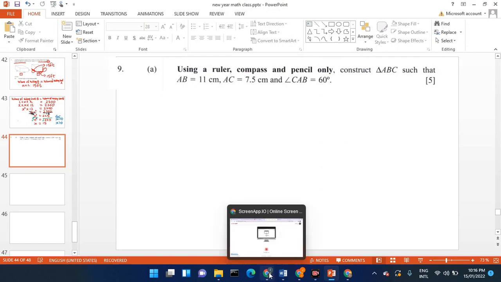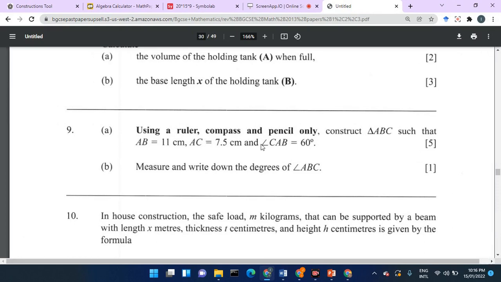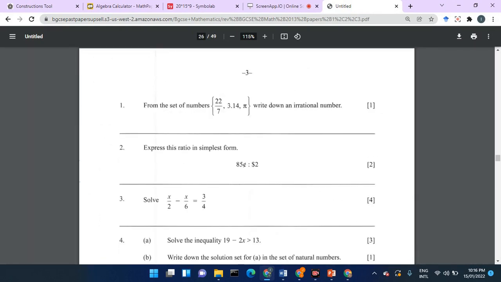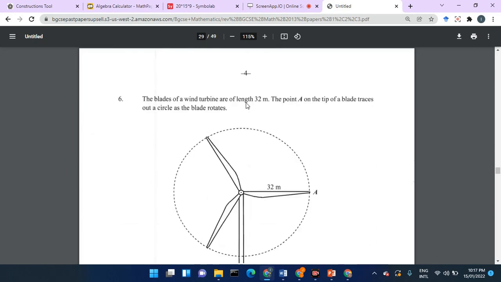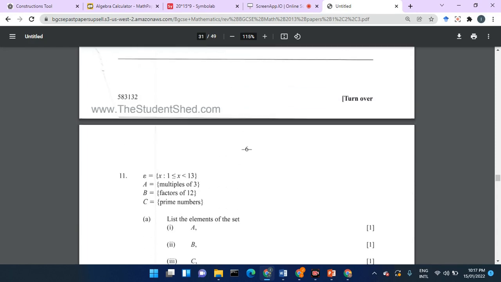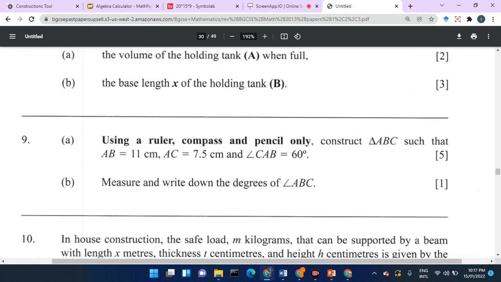For today's lesson, we'll be considering a question that comes from a BGCSE past paper. The subject is mathematics. This is paper 2, 2013. Let's consider question number 9.